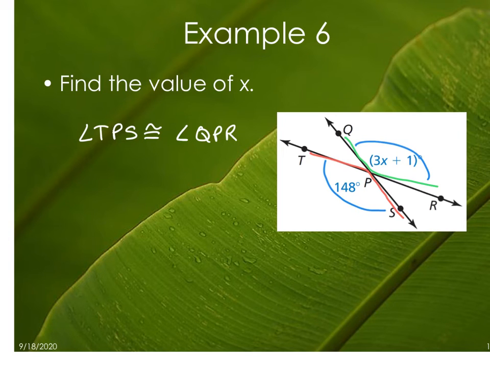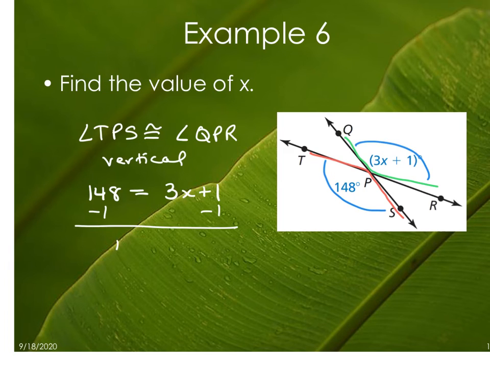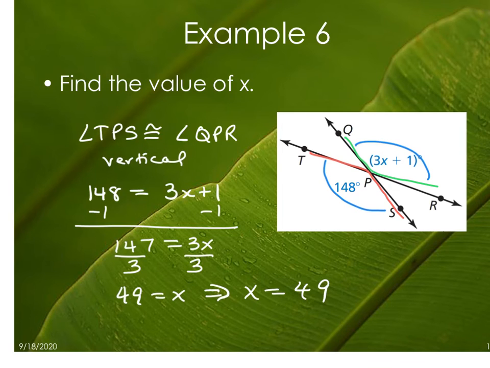Now, you don't need to write this down. You could go right into your mathematical equation that you're going to solve, but I just want to demonstrate that these 2 angles are congruent, the red and the green, because they're vertical. And we just learned the vertical angles theorem that says that these 2 angles are congruent. So I'm going to set this up as 148 is equal to 3x plus 1. I'm now going to solve for x by subtracting 1. I get 147 equals 3x. I'm going to divide by 3. And x equals 49. And that's how you solve for x by using your vertical angles theorem.